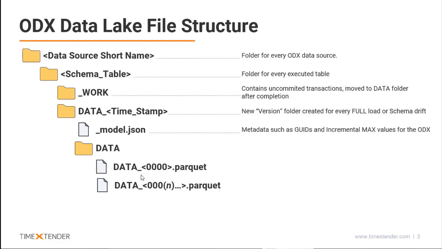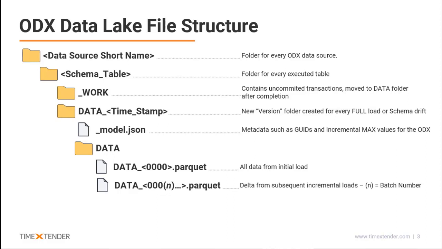Okay, and then within that is another data folder. And then in there is where you'll find the actual Parquet files that hold the data within each of these tables that you're executing. So data gets executed, pulled by the ODX, and then written into Parquet files inside that ODX. So the first incremental load is going to be all data in this _0000 Parquet file. Any subsequent incremental loads, you'll have 0001, 0002, 0004.